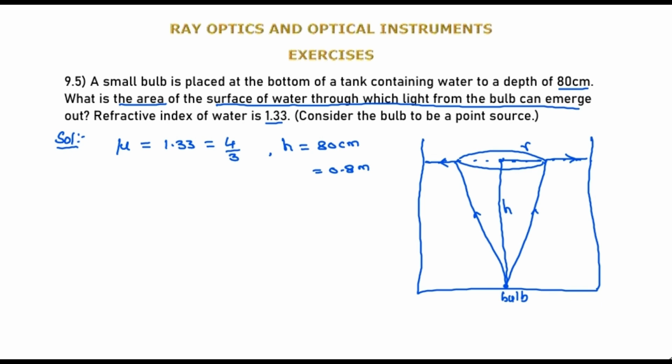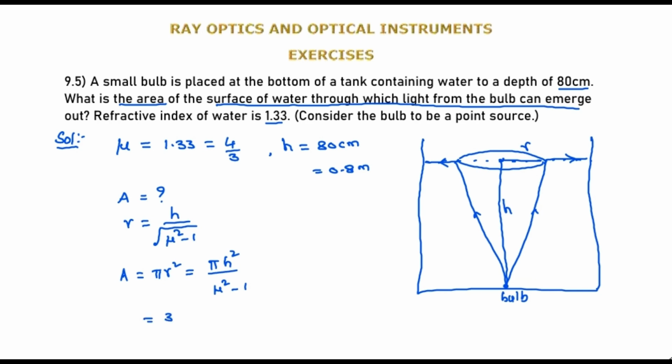Now we need to find out the area. In the concept I have derived the expression for the radius: R is equal to H by square root of mu square minus 1. After derivation, we got this expression. We'll use the same. From this, we can write A is equal to pi R square, that is also nothing but pi H square divided by mu square minus 1. Just substitute the values and simplify.